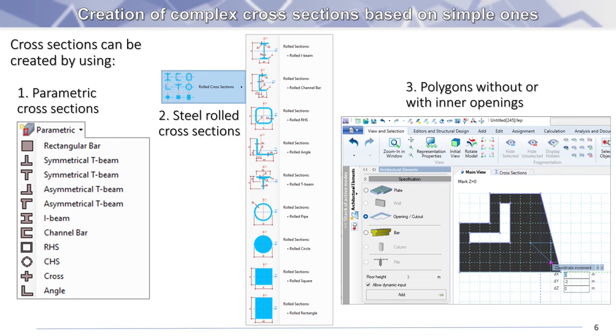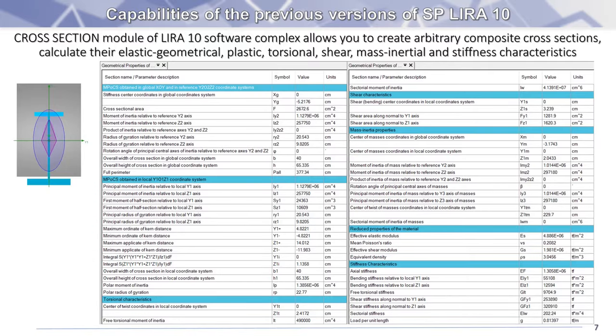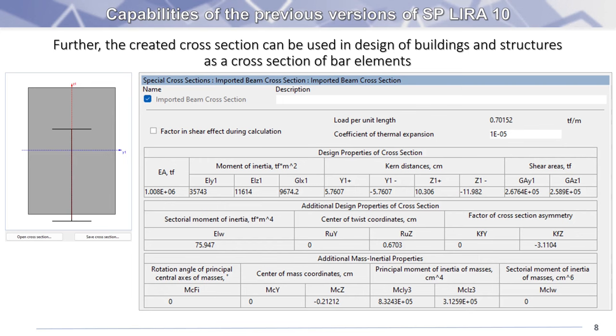The program enables you to design complex cross-sections based on simple ones. It is possible to create cross-sections by using parametric cross-sections, steel-rolled cross-sections, and polygons without or with inner openings. Cross-section module of software package LIRA 10 allows you to create arbitrary composite cross-sections, calculate their elastic geometrical, plastic, torsional, shear, mass inertial and stiffness characteristics. The list of calculated characteristics for multi-material cross-section is given above on this slide. Further, the created cross-section can be used in design of buildings and structures as a cross-section of bar elements.